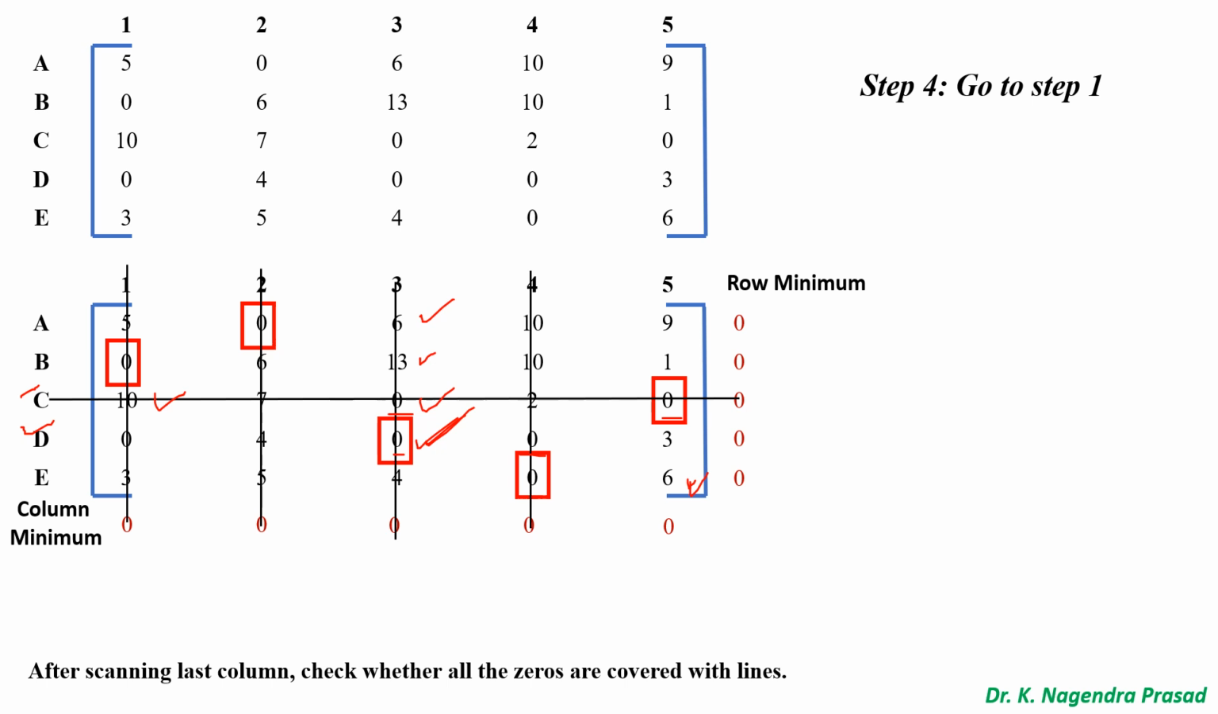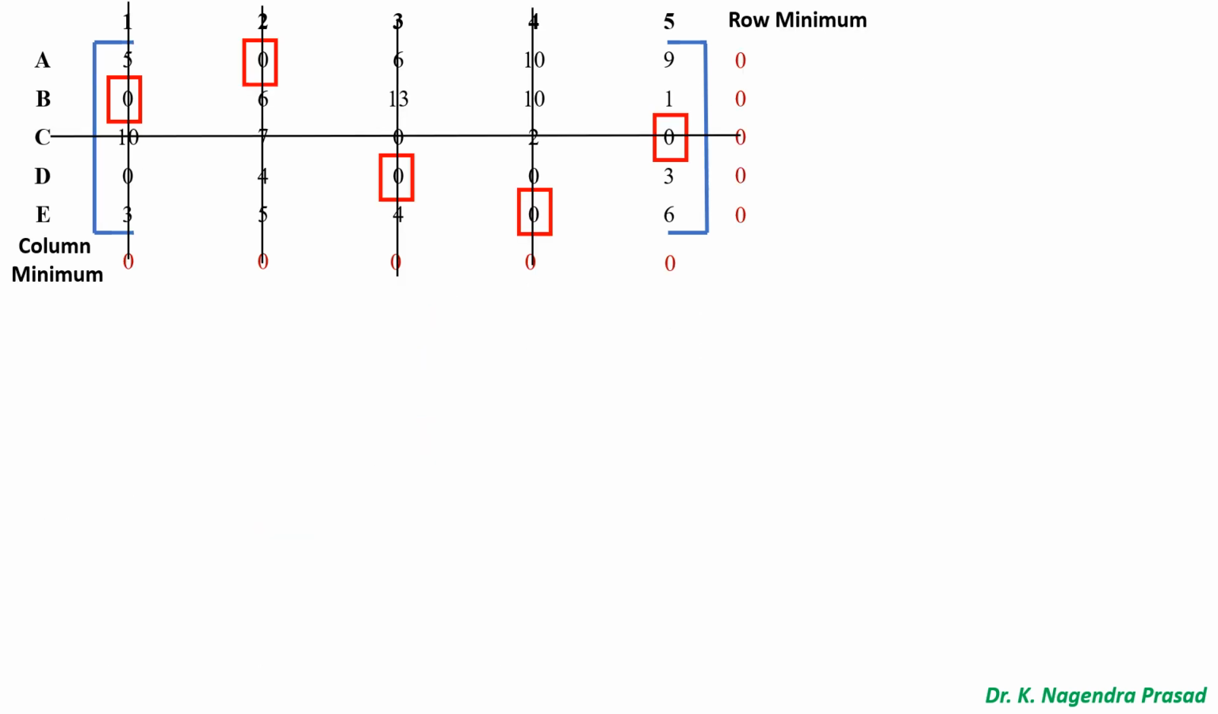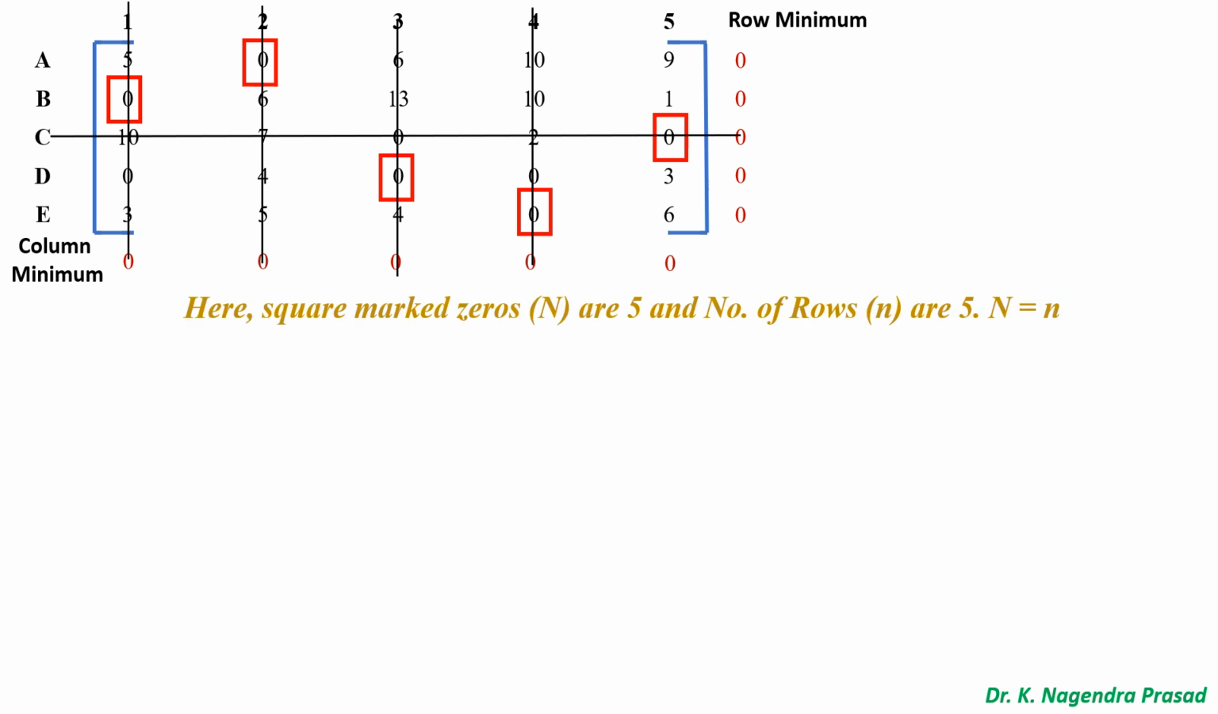Then here once again I have to check whether all the zeros are covered with the lines or not. Here all the zeros are covered with the lines. Then move to the next step, that is step 5. Next, check whether the number of square marked zeros is equal to the number of rows. Here the number of square marked zeros is 5 and the number of rows is also 5. Then the number of square marked zeros is equal to the number of rows. Then move to step 5.